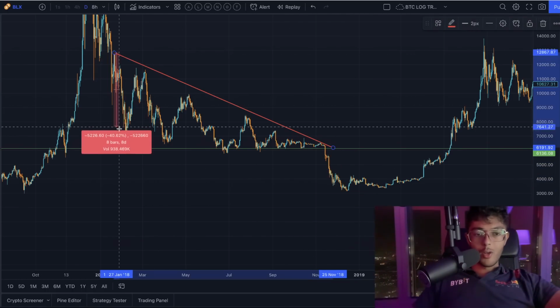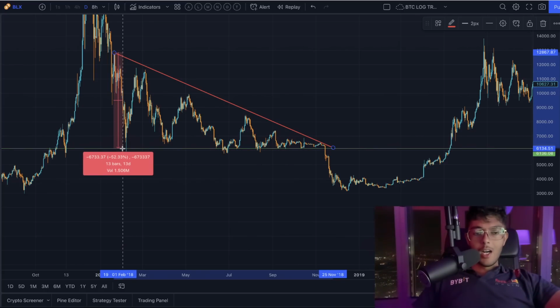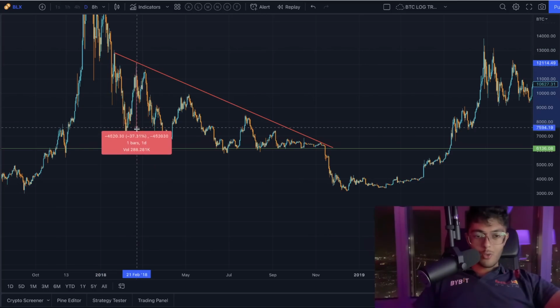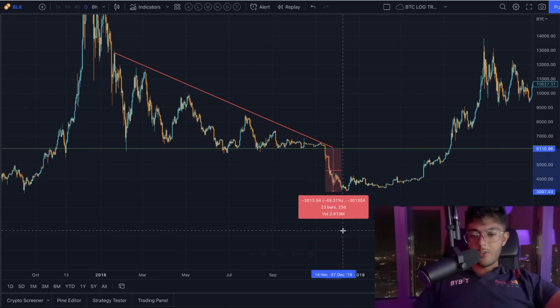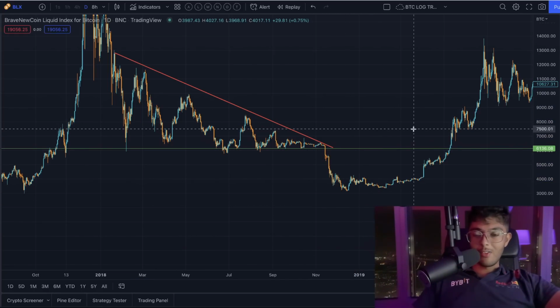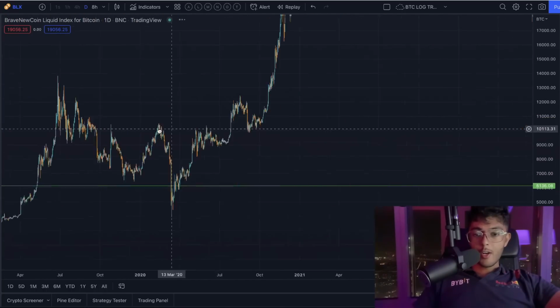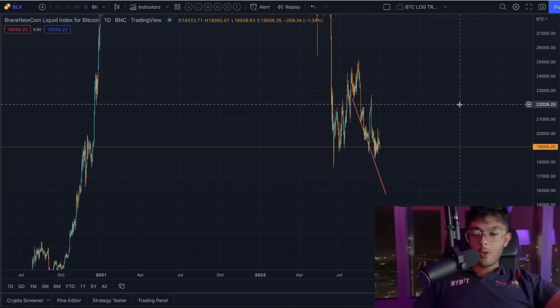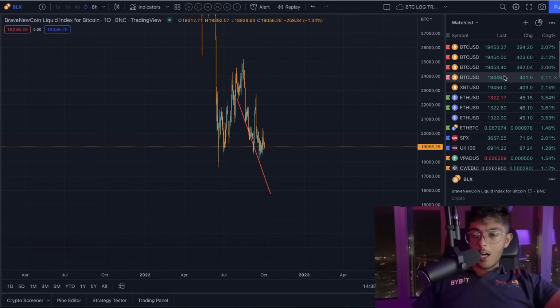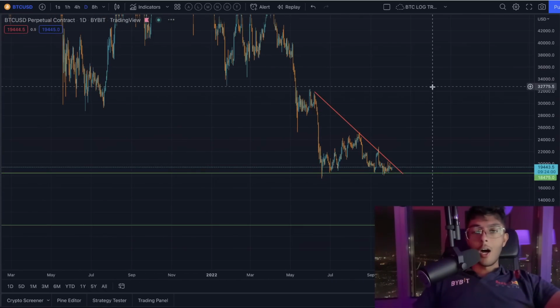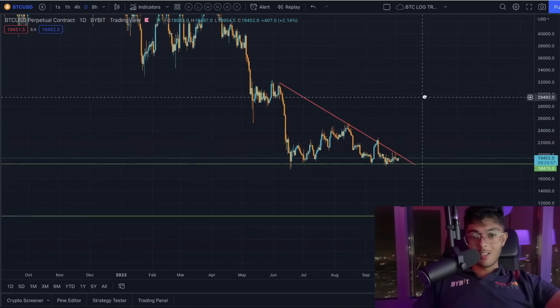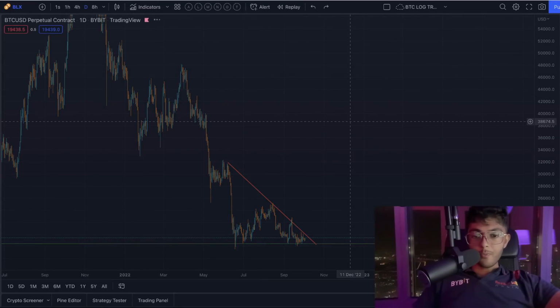This is actually quite a good way to measure how big the dump can be. We can measure it from these peaks, it doesn't really make a difference, the numbers are broadly the same. You measure the height of the descending triangle, and then you can draw that down to give yourself a target, and we basically hit that exact target right there. So descending triangles are very powerful and very common for Bitcoin, and for someone like me, someone that's been in this market for a very long time now, I stop and pay attention when I see signs like this. And we do have one right here on this chart.